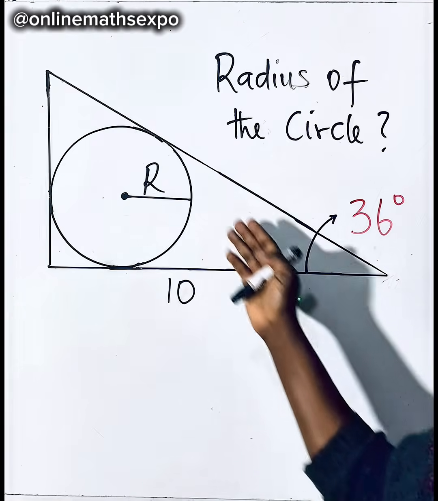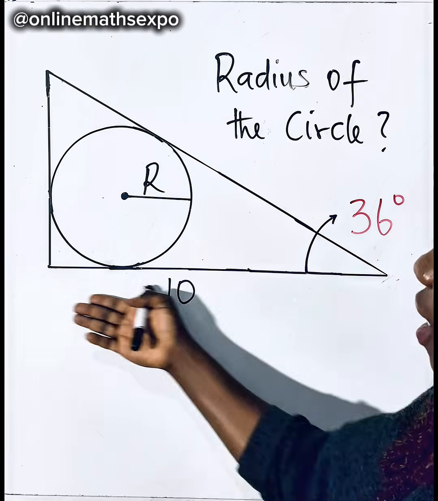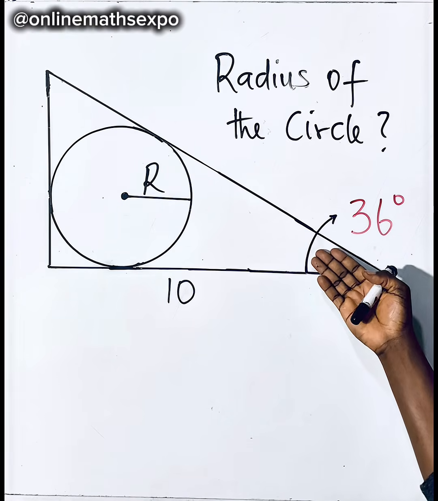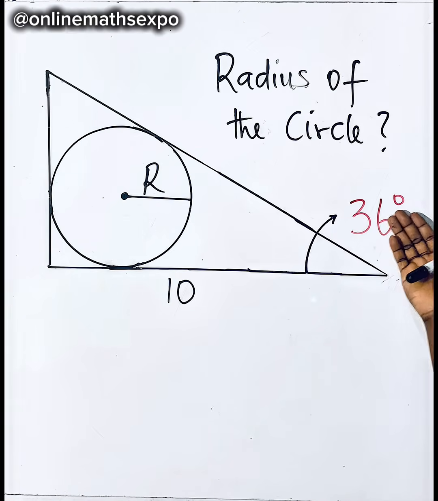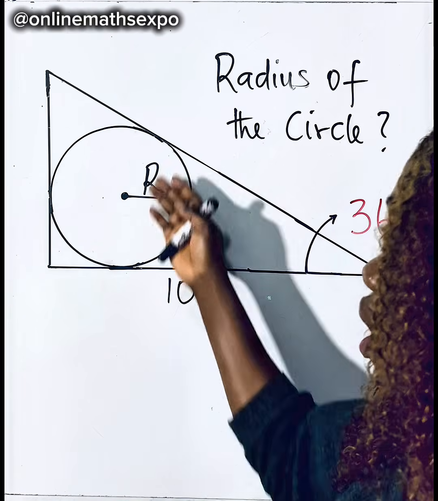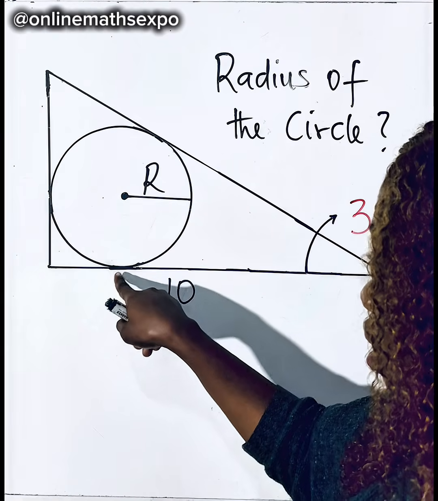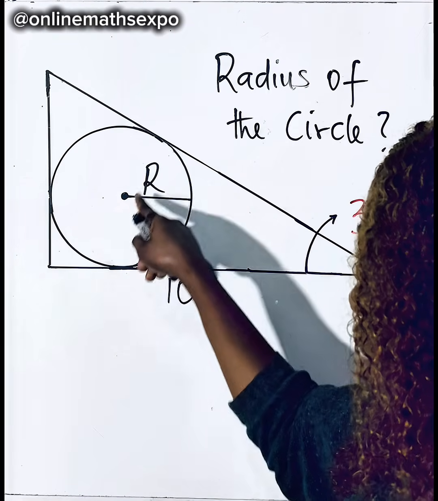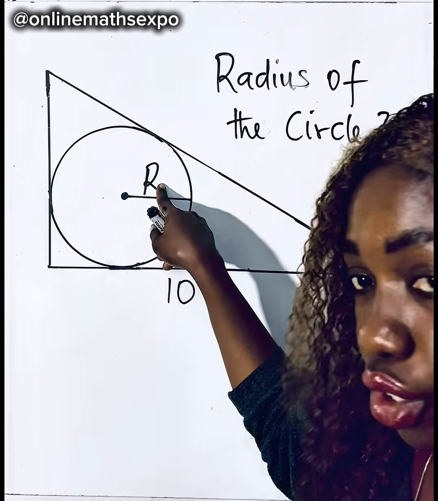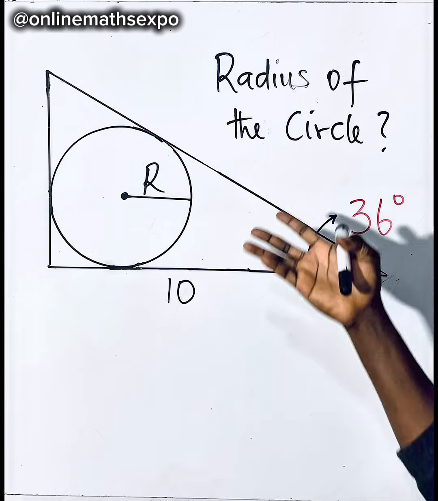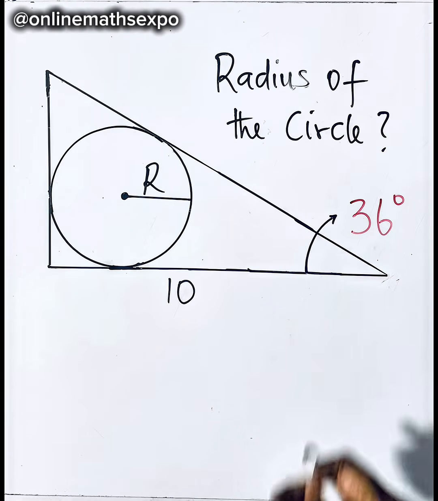We are given a right triangle. This length measures 10 units, and this angle measures 36 degrees. Inscribed is a circle such that the circumference is touching the triangle at these 3 points, and the radius of the circle is r. The question is asking us to find the radius of the circle.